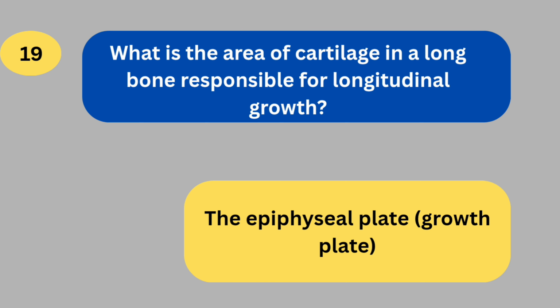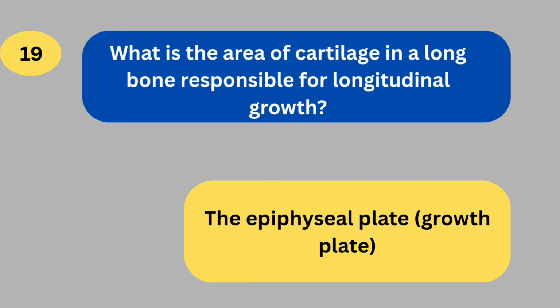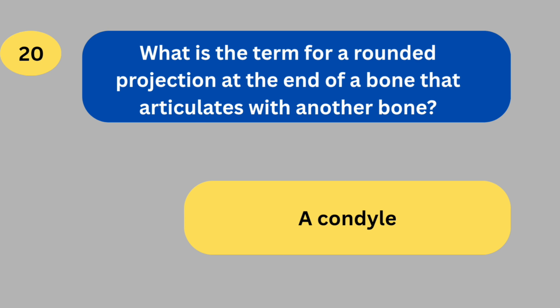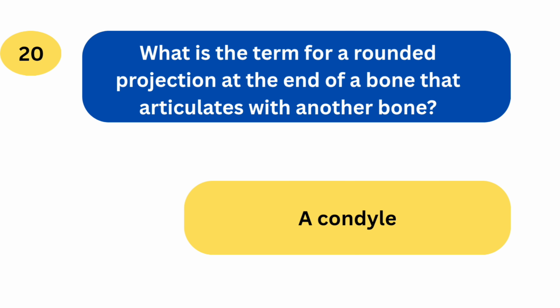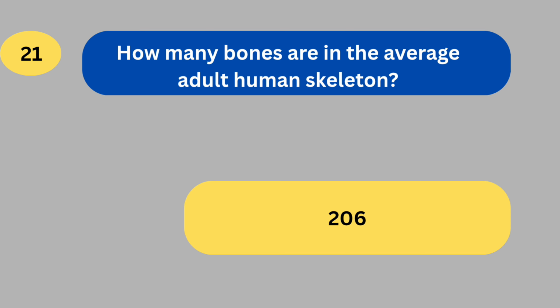What is the area of cartilage in a long bone that is responsible for longitudinal growth? Answer. The epiphyseal plate or growth plate. Next question. What is the term for a rounded projection at the end of a bone that articulates with another bone? Answer. A condyle. Next question.